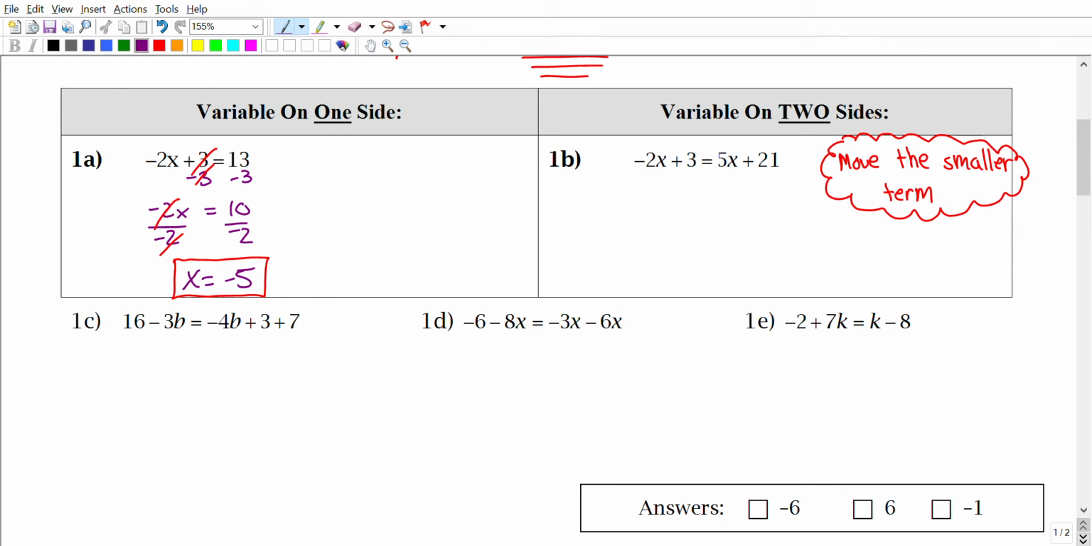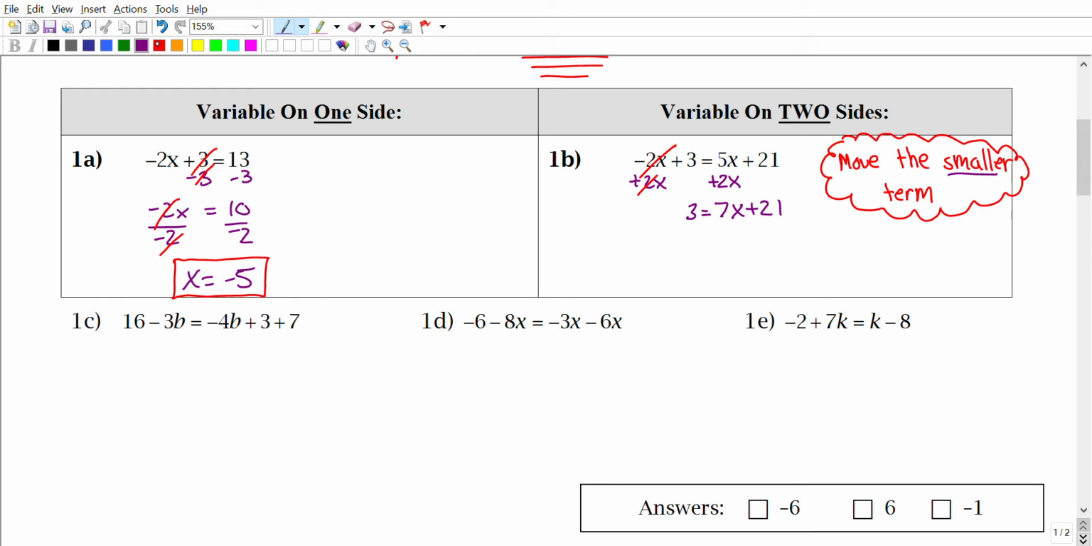We have negative 2x plus 3 equals 5x plus 21. Again, our first step is to move the variable term so it's only on one side. And we said earlier that we're going to move the smaller one, which in this case would be that negative 2x. So we do the opposite of negative 2x, which is a positive 2x. Those two cross out. You're left with 3 equals 7x plus 21. And look at that, that's starting to look a lot like the first problem we tried. We now have the variable on one side, the 7x on the right side.